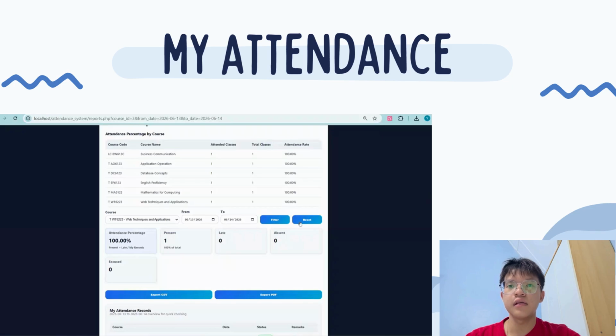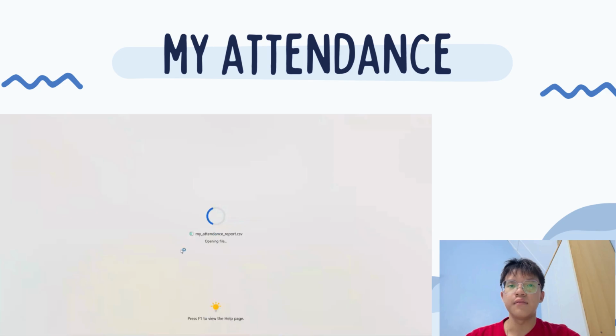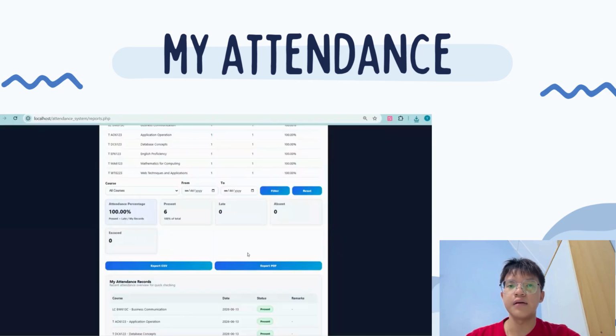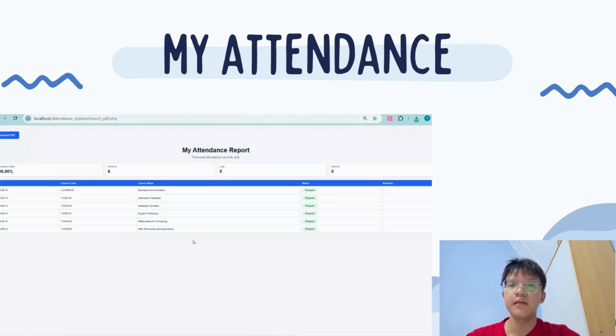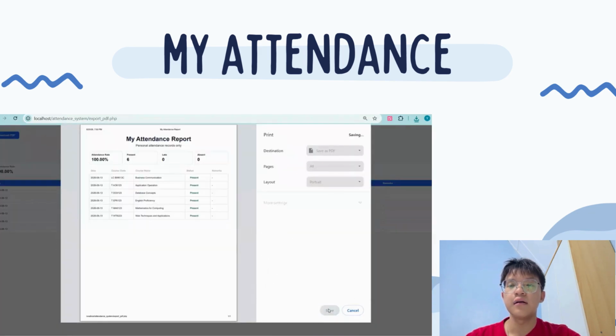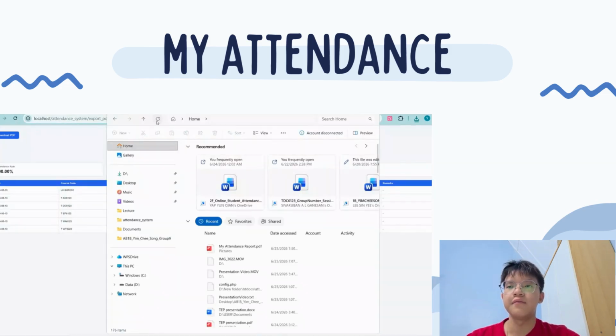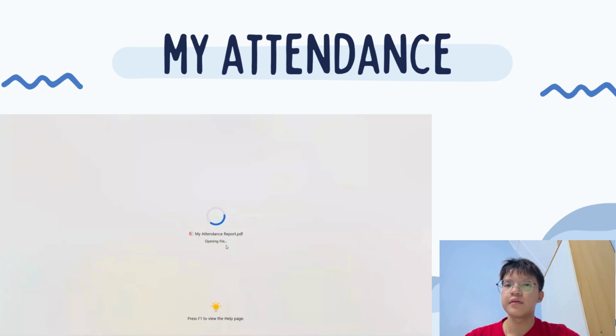Besides that, students can also export their attendance report as a CSV or PDF file through the buttons below. For example, if I want to get the attendance report as CSV, I just need to click Export CSV, and the system will automatically generate and download the attendance report in CSV format to my computer. Then if I want PDF, I just click, and the system will let me preview first. Then I just click the Download PDF button above, and I will get the PDF format of the attendance report. So here's the PDF that I downloaded.